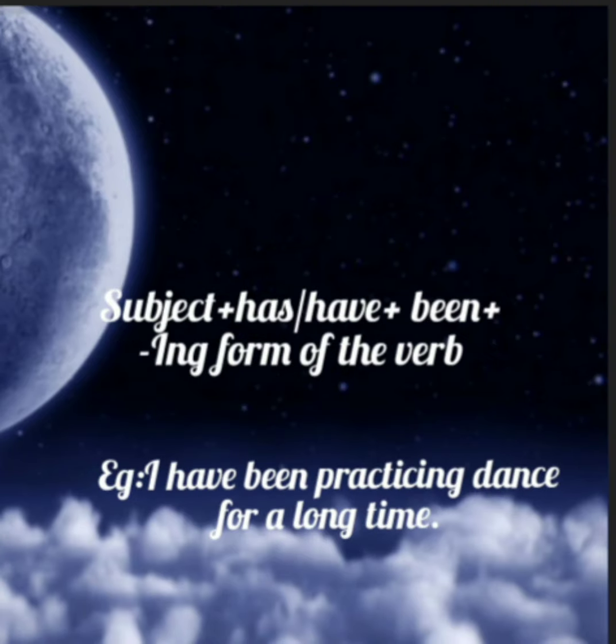For writing this, we can use subject plus have or has plus been plus ing form to the verb. Example: I have been practicing dance for a long time. In the past time also I have already started practicing dance, but now also I am going through it. Such kind of action we can write in present perfect continuous tense.